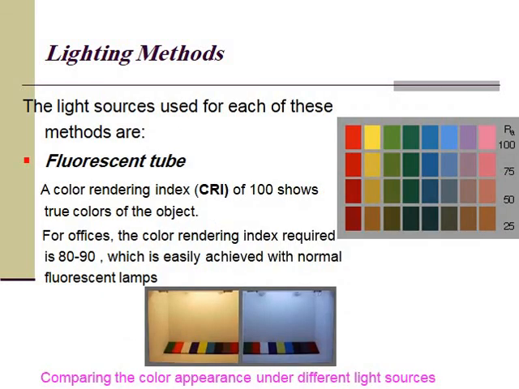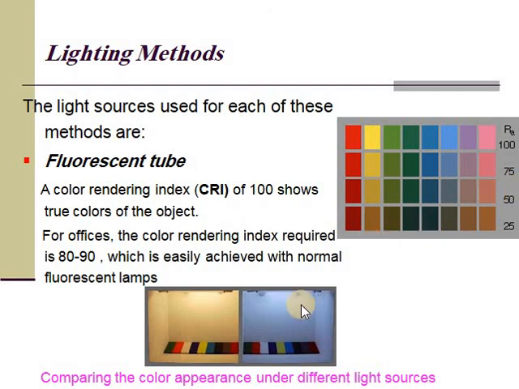So, a color rendering index of 100 shows true colors of objects. You can see that this is an index of 100. This is the true colors of a certain object. If the lighting is different and provides poor color rendering, then this is the shade of the colors that you will be seeing. You will not be seeing the true colors of the objects.